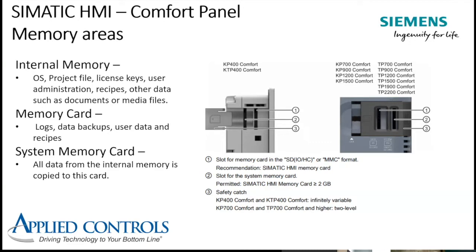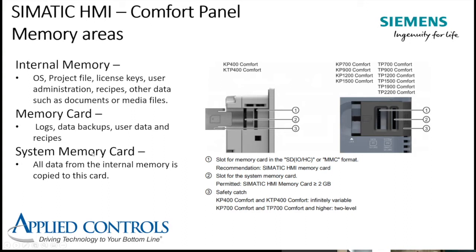On the comfort panels, there's also two other slots. One is a memory card slot. If you see here, it just says data on the comfort panel. This is used for logs, data logging backups, user data, and other recipes. This SD card can be any SD card. It does not need to be a Siemens SD card.